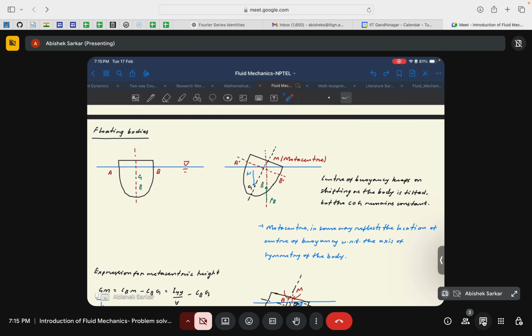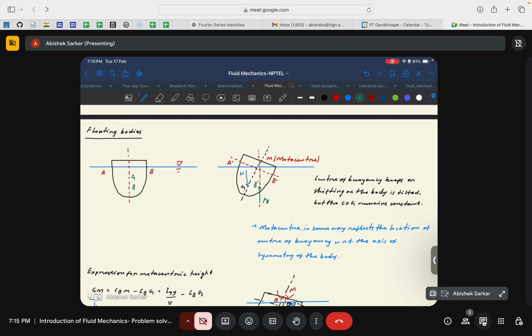As I told you, the center of buoyancy depends upon the configuration of the area that is being submerged. And since the configuration of the submerged area has been changed because of the application of this force, the center of buoyancy is now shifted from B to B dash.